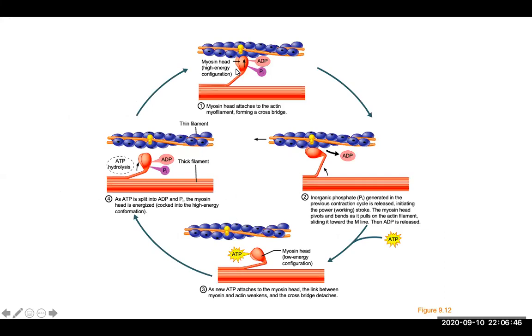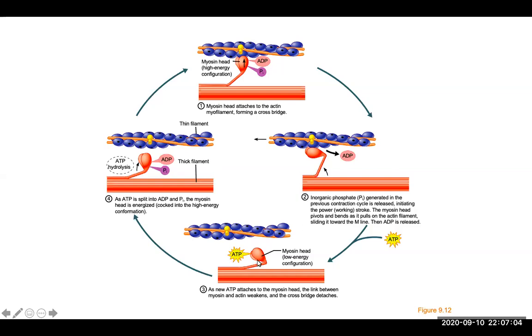So this takes you through the steps of contraction, and I would encourage you to pause the PowerPoint slide at this point and read through them. What's basically happening here is just the myosin head is attaching to the actin and pulling the actin to slide past it so the sarcomere can shorten.